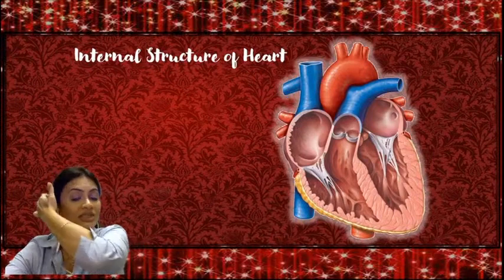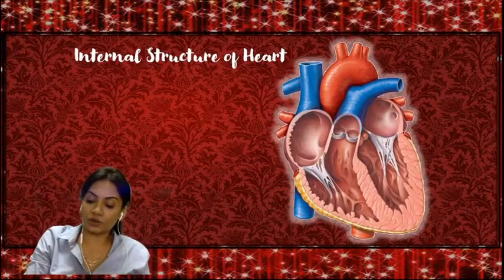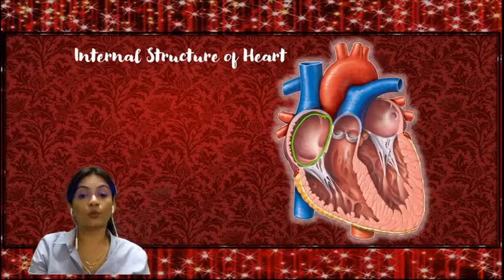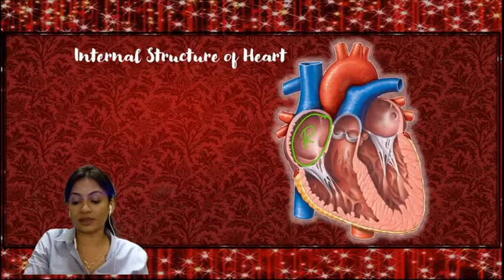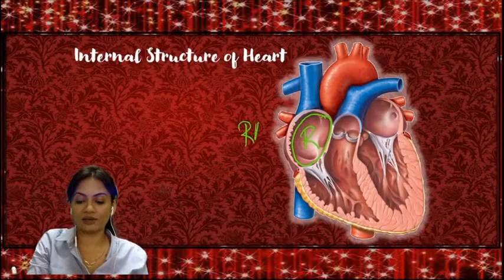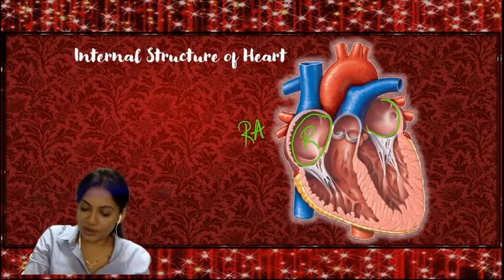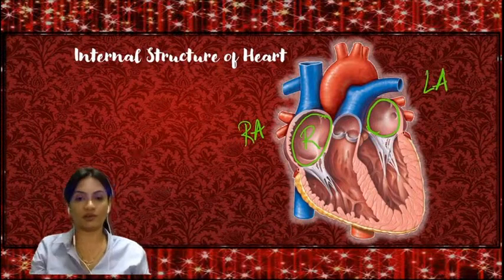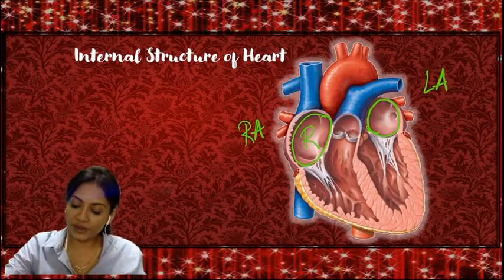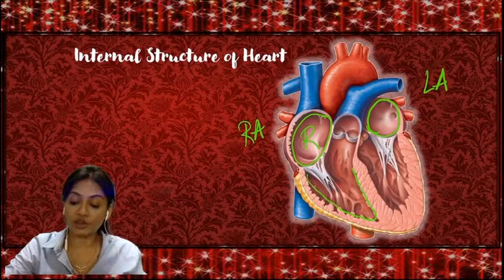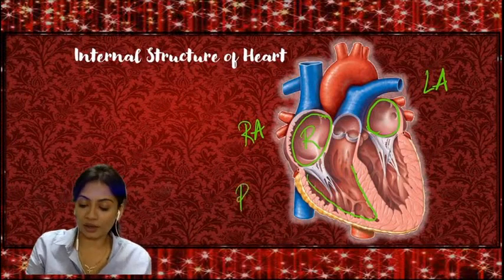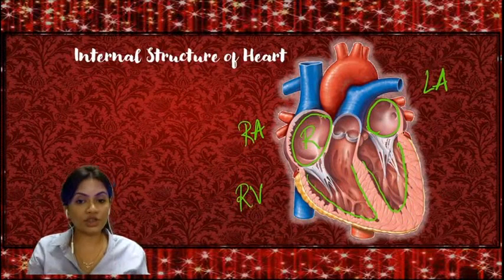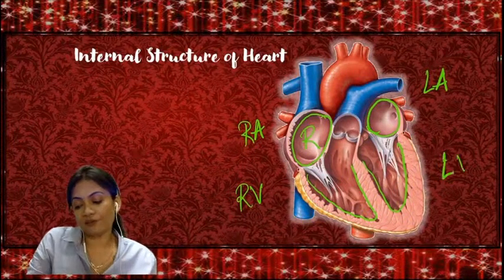Can you see how clearly you are able to see the chambers? This is the atrium. Which atrium is this? Remember, this is the right side, so this is the right atrium. This on the other side is also an atrium, and that is going to be called the left atrium. Below it, this lower chamber will be the right ventricle, and this lower chamber will be the left ventricle.